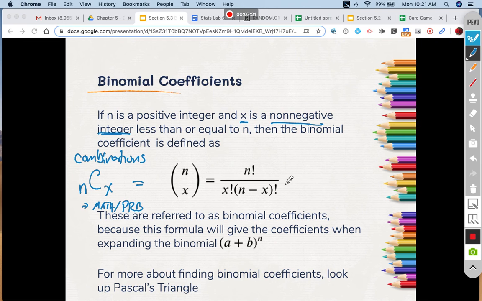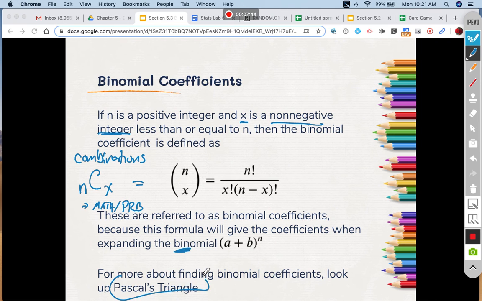They're called binomial coefficients because if you do the binomial expansion, binomial is 2, so we have two terms, a plus b to the nth power. We can use this to find the coefficients of that expansion. So if you get into pre-calculus, calculus, that's something you might need to use.